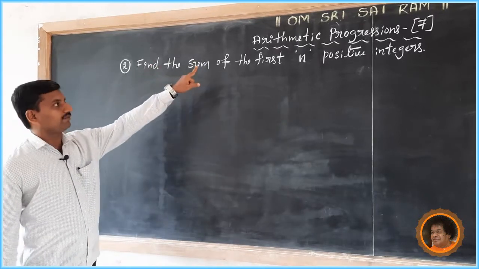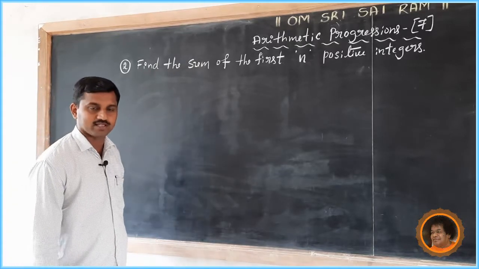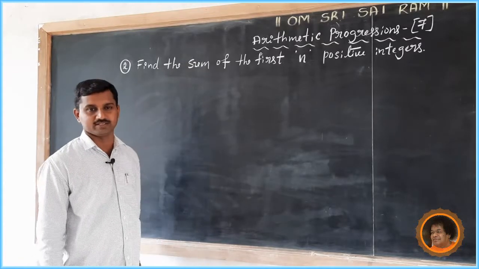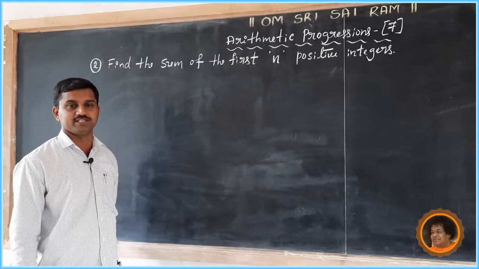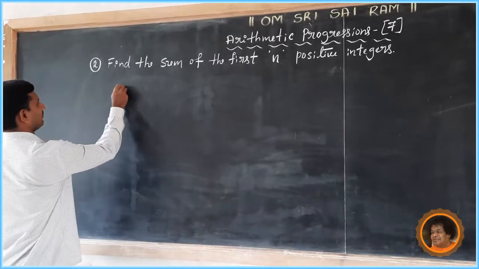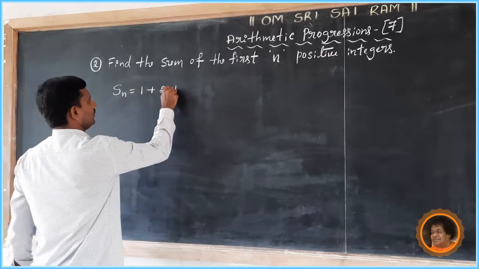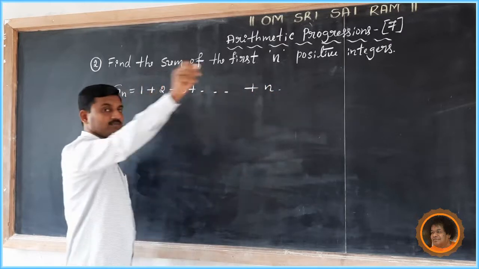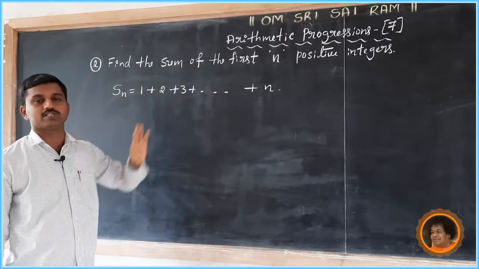Find the sum of the first n positive integers. Just compare it with the previous question. In the previous question, find the sum of the first 1000 positive integers. What about here? Find the sum of the first n positive integers. First you have to write the list of numbers. So Sn equal to 1 plus 2 plus 3 plus so on plus n. How many terms are there? n terms.